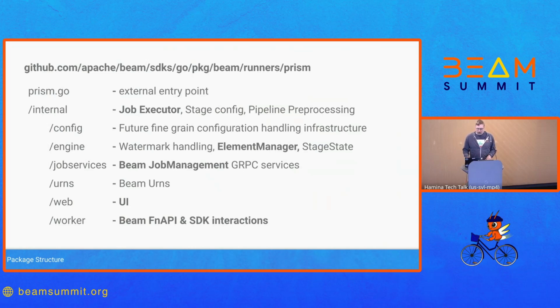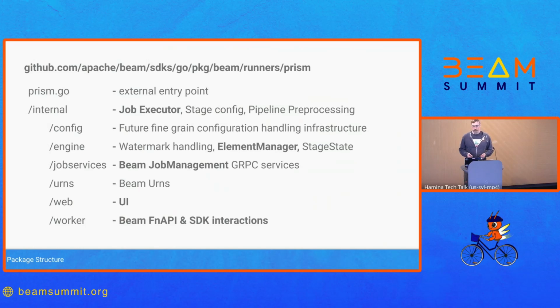Within the internal package itself, there's a bunch of code that exists largely for managing the job executor, how we handle managing stages, and pipeline pre-processing to generate those stages. And then a mere 6 packages for different little subtasks. A config directory for managing a configuration facility that we aren't currently using, so I won't talk about that a lot. The engine, which is the real heart of Prism, handles watermark tracking and calculations, manages all the data elements, and the various state for any of the stages that we are executing.